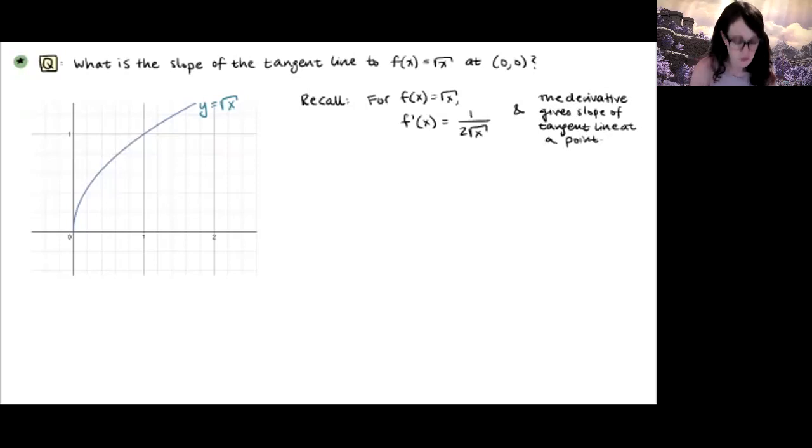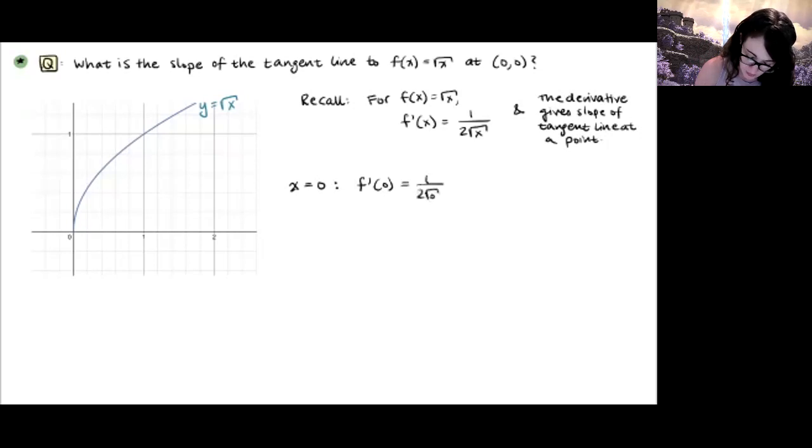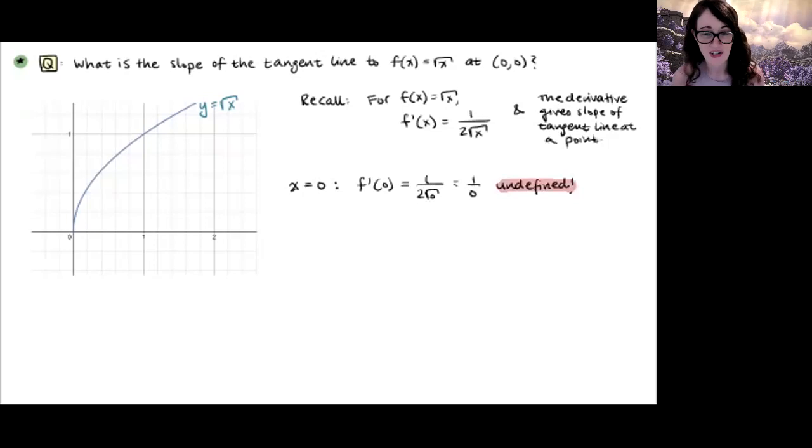So what we would want to do is plug x equals 0 into the derivative. If we do that, though, we get 1 over 2 times the square root of 0, which is 1 over 0, and that is undefined. That is undefined 100% of the time. A 0 in the bottom is bad. It's not going to give you a number.